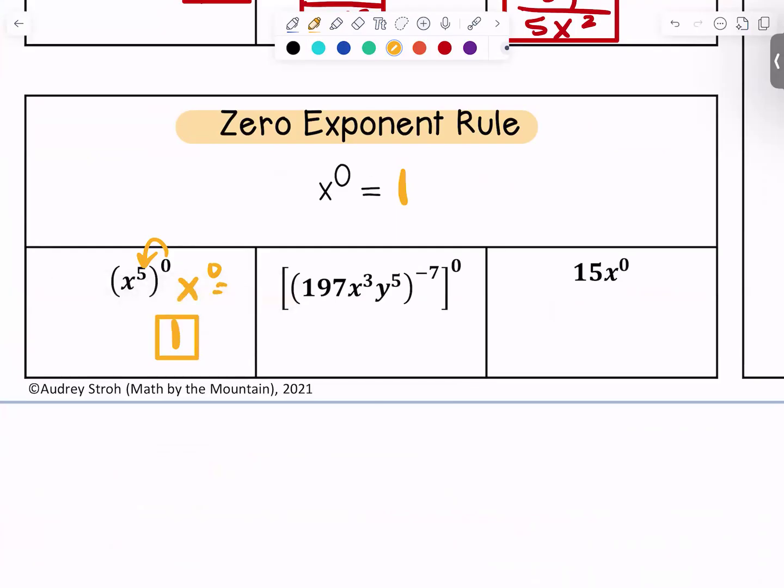Then on this one, everyone's to the 0 power. Okay? So even though you take the 197, we're going to just write it out to show you. 197 to the -7 power, x is going to be the -21 power, and then y is going to be the 35th power. But they're all still raised to 0. And anything times 0 is 0. So the whole answer is 1. Everybody's going to be to the 0 power.